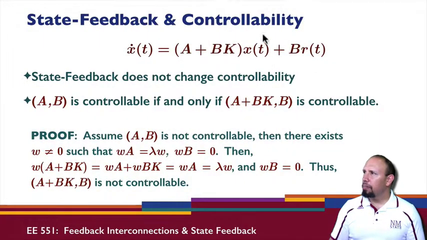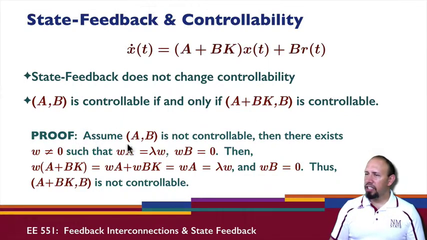So here's our state feedback system after we've applied state feedback. We want to ask the question, how do state feedback and controllability relate? The statement is, state feedback does not change controllability. That is, (A, B) is controllable if and only if (A plus BK, B) is controllable. So this shows us that controllability is not lost in the system.